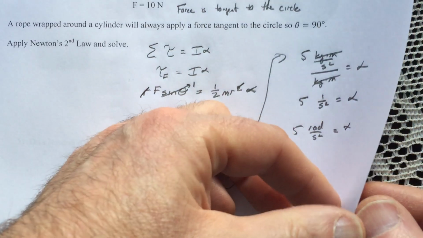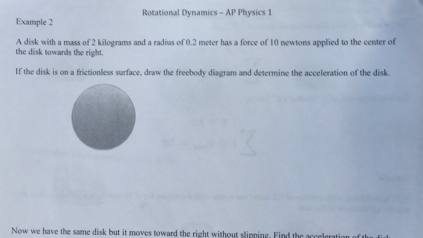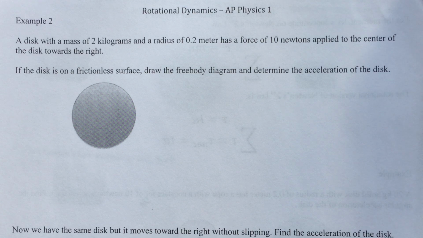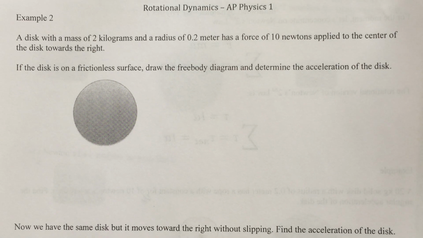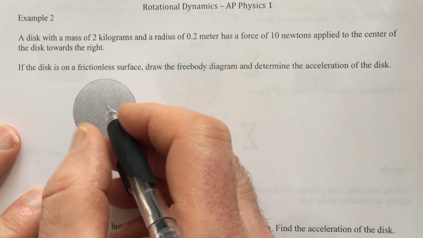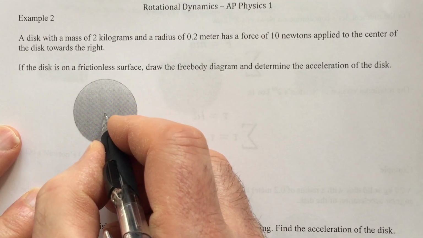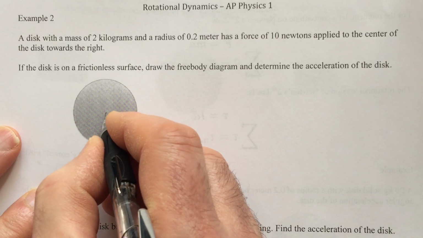Let's take a look at another example. A disc with a mass of 2 kilograms and a force of 10 newtons applied to the center of the disc towards the right. If the disc is frictionless, draw the free body diagram and determine the acceleration of the disc. All right, the disc is frictionless. So it says that I'm going to have a force applied to the right of 10 newtons to the center of the disc.